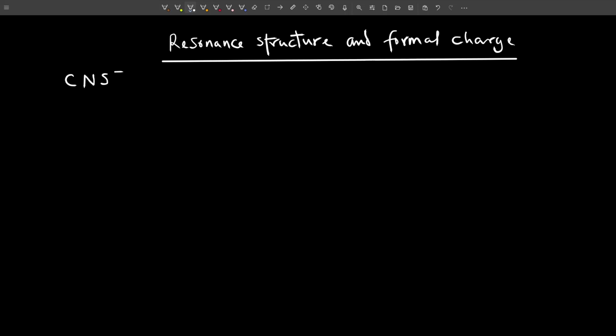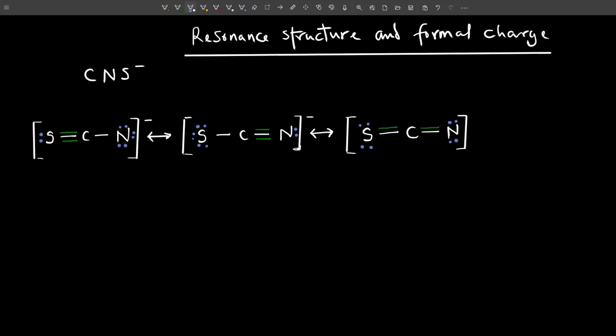In the previous example, we talked about resonance structures. So take a minute to pause this video and draw the possible resonance structures for the CNS minus, thiocyanate ion. So these are the possible resonance structures for the thiocyanate ion. The thiocyanate ion has three resonance structures.